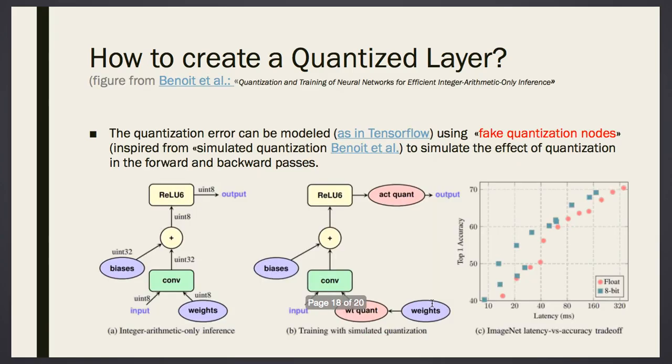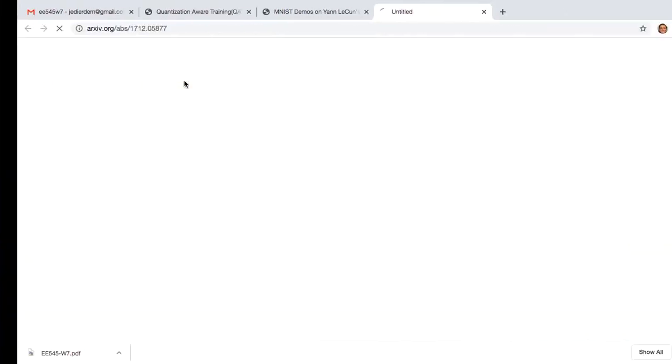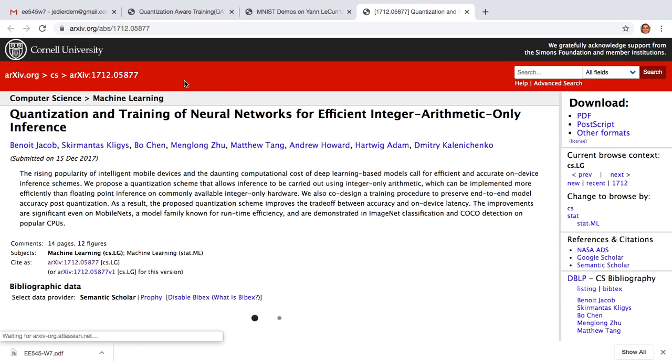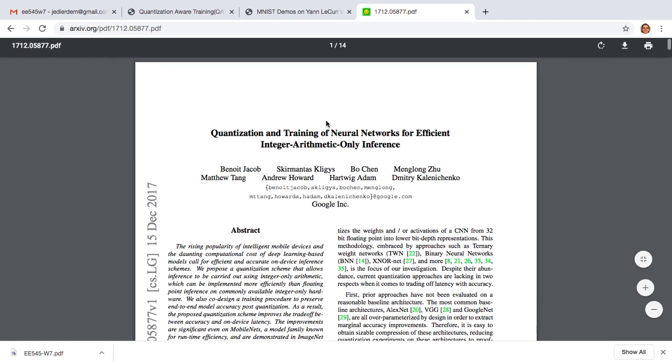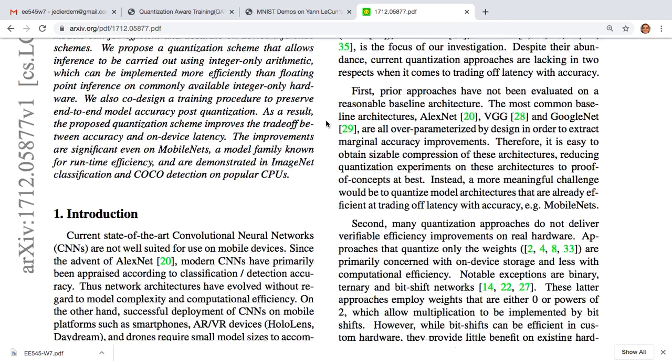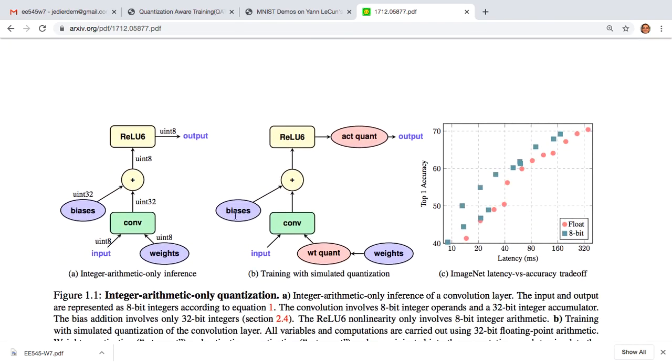So how does it work? Actually, there is a very nice paper for it, guys. The Benoit et al. Just go to the website and read this paper, guys. It's a very nice paper. I've referred to this paper in the previous slides. It is one of the first studies that talk about quantization of your training and how to do it, and it just implements a very basic idea.